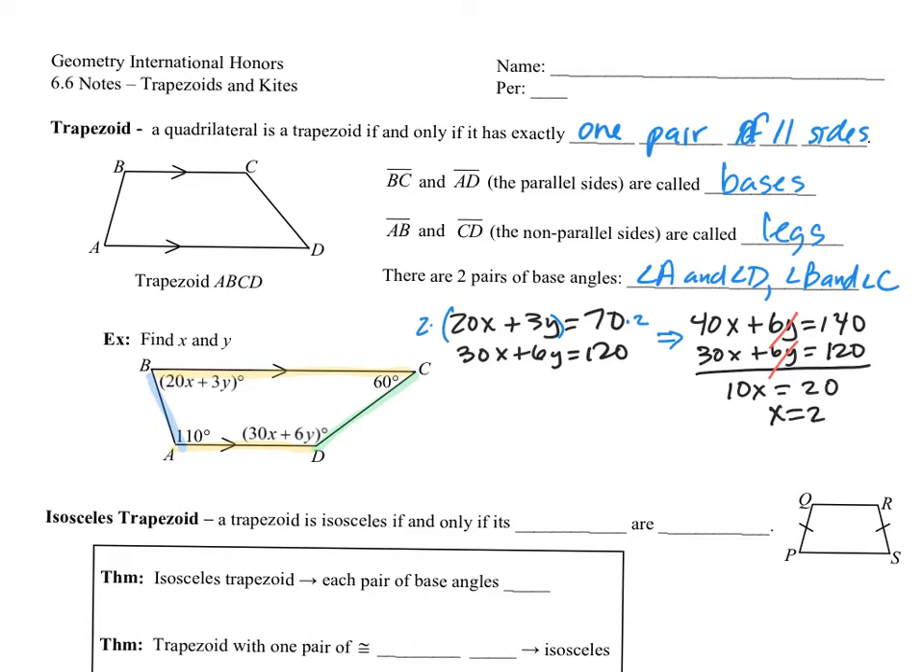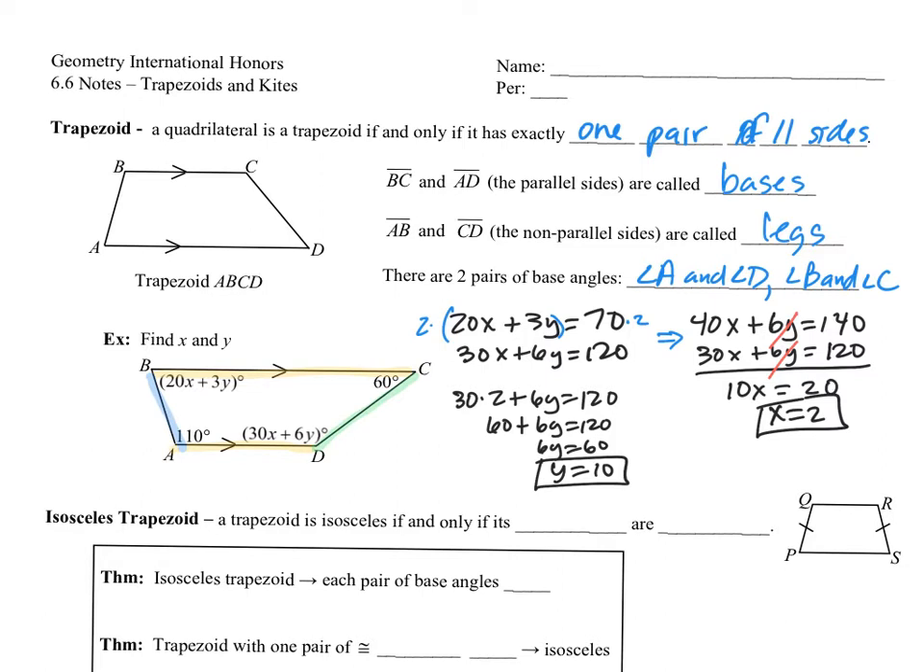Now that I know what x is, I can go back and put 2 in either one of these equations and solve to find my y. I'm just going to go ahead and put a 2 right here. So we would have 30 times 2 plus 6y equals 120, or 60 plus 6y equals 120, which means 6y is 60 if I subtract 60 from both sides, and then y is equal to 10. So we have found our x value and we have found our y value.